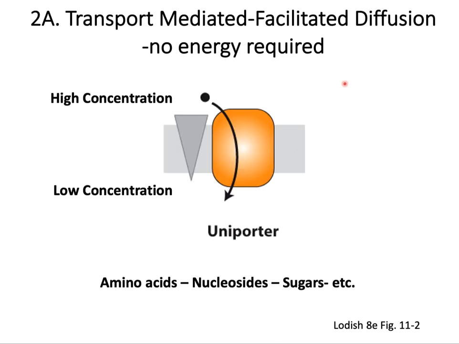So, this is the second type of transport, which is facilitated diffusion. Certain amino acids and nucleosides and some sugars can be transported across biological membranes by this process. In this case, the substances are moving from the area of high concentration to low concentration. So it is still diffusion and still no energy is required. The difference is that there is the assistance of some kind of protein transporter in the membrane. These transporters are usually referred to as uniporters because they can move one type of substance or one class of substance.